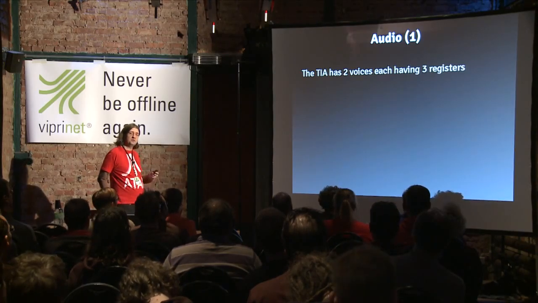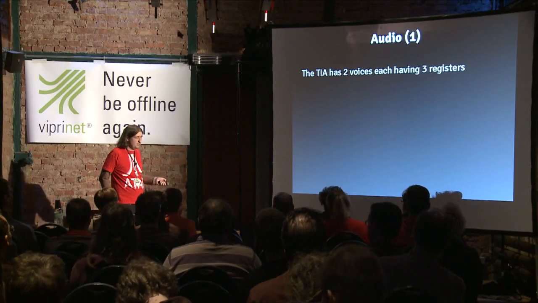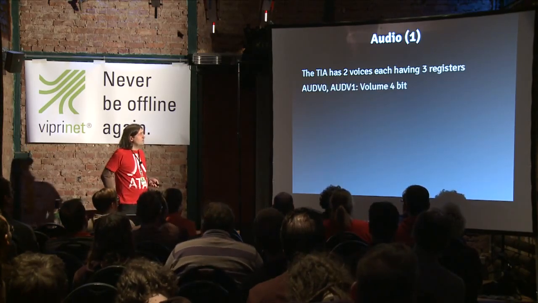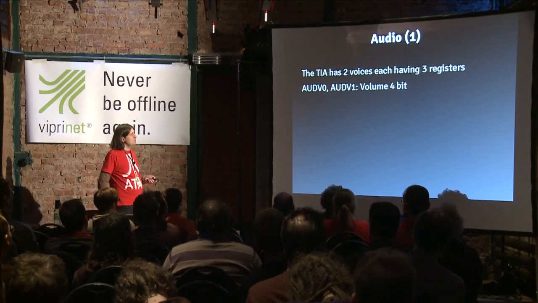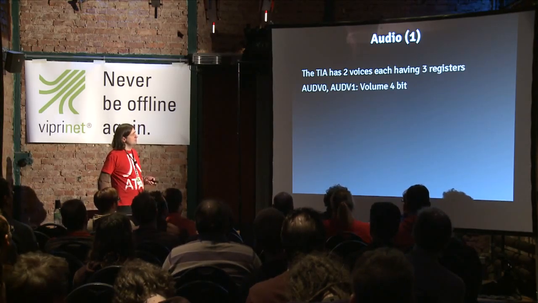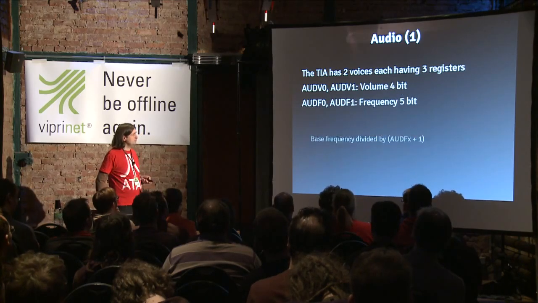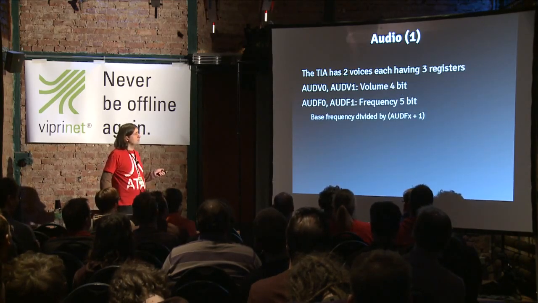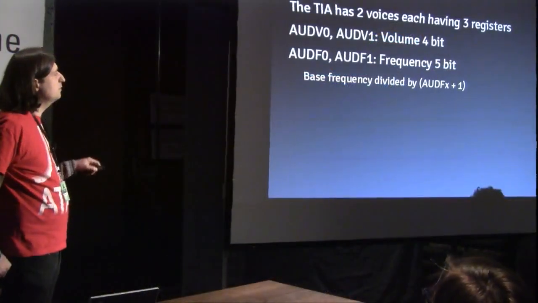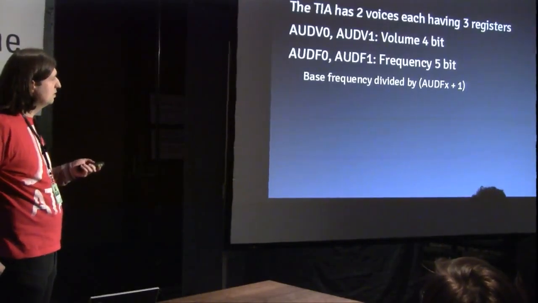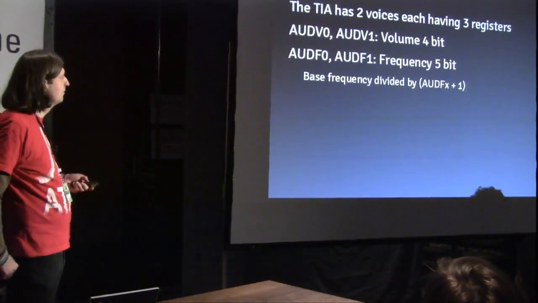Audio. It has a very unique sound. I think you can tell a 2600 by the sound already. We've got 2 voices, each divided in 3 registers. One is the volume. We've got the frequency. Each tone has a base frequency, and it gets divided by 1 to 32. This is chosen with this register.